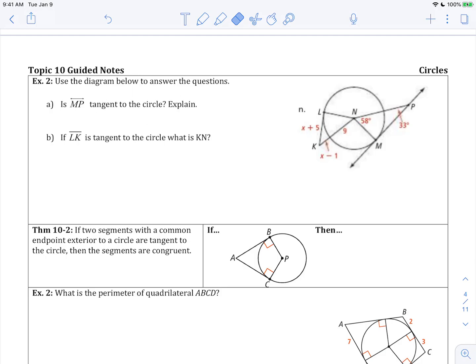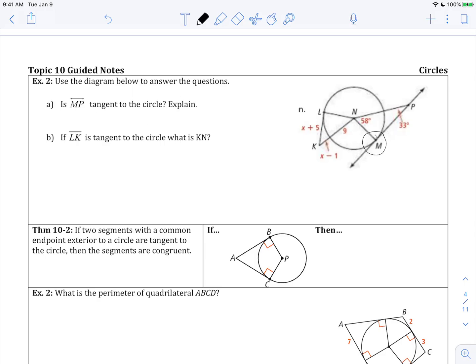Right, use the diagram below to answer the questions. Is MP tangent to the circle? Well, if line MP is tangent to the circle, we know that this angle right here needs to be 90 degrees, right? And we have a triangle here, NMP, and we know the sum of the angles in a triangle is 180, so we want to see if this angle, in fact, is 90.